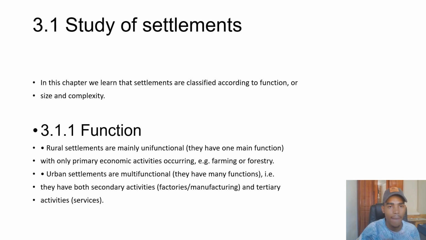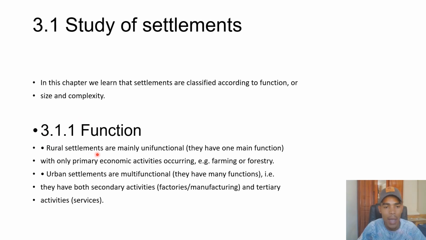So, as we said, the first thing that we will be talking about is the study of the settlement. In this chapter, we learn that settlements are classified according to function or size and complexity. What does it mean? It simply means that for us to classify what type of settlement this is, we classify it according to its size and complexity. Then in figure 3.1.1, we're going to talk about the function.